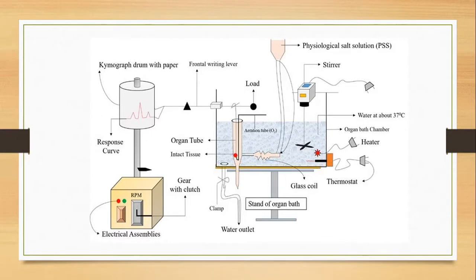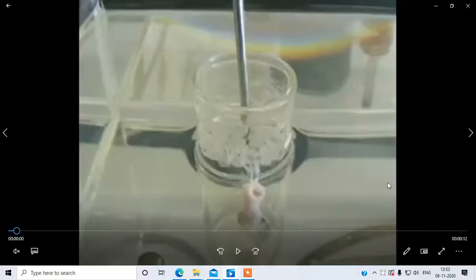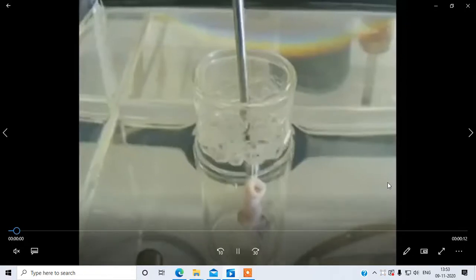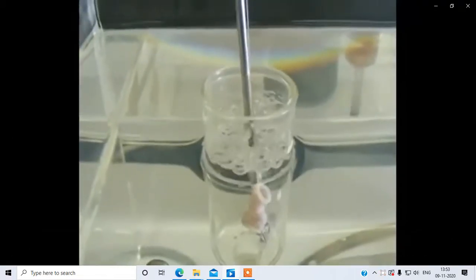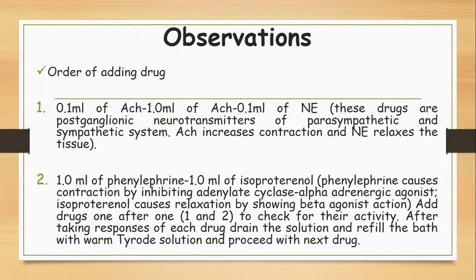Set up the total assembly. In that, attach the jejunum, rabbit jejunum. Here is the physiological salt solution. After the assembly setup, we add the drug solution. Then the tissue gives the contraction and the relaxation. After adding the drug solution, this will give the graph.